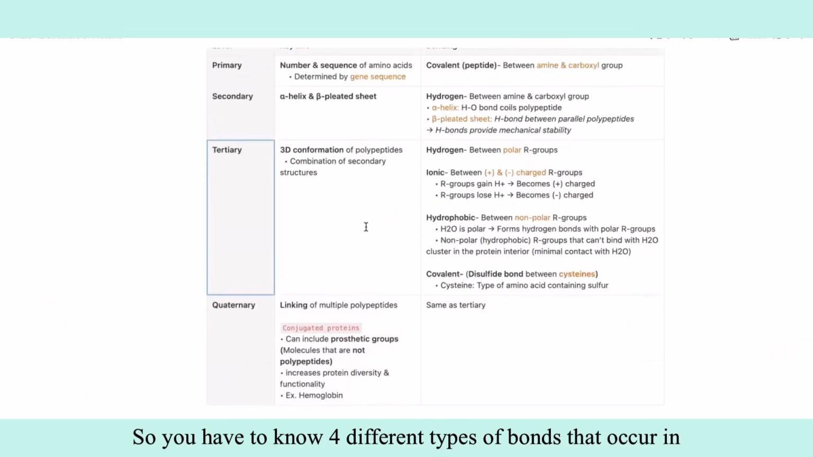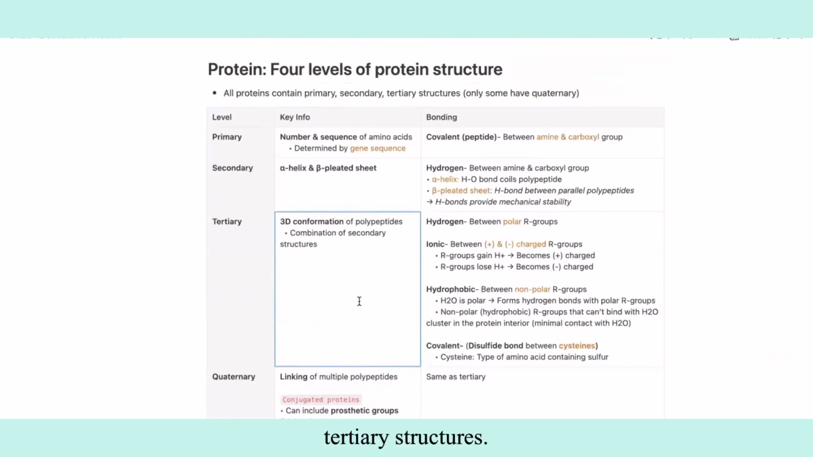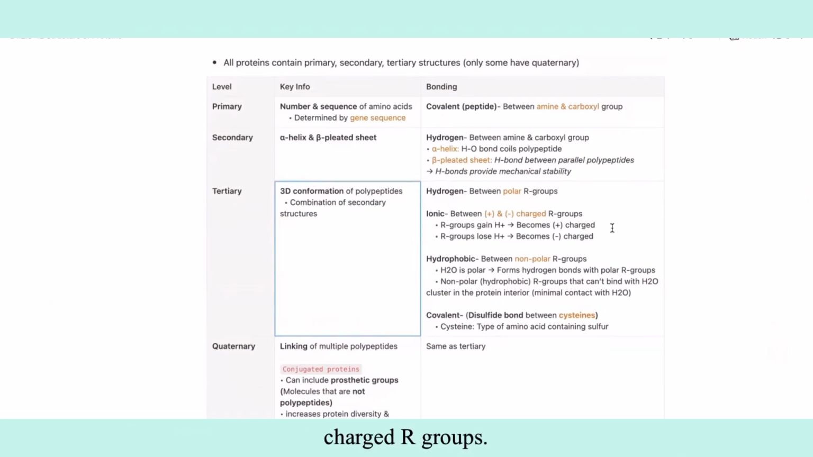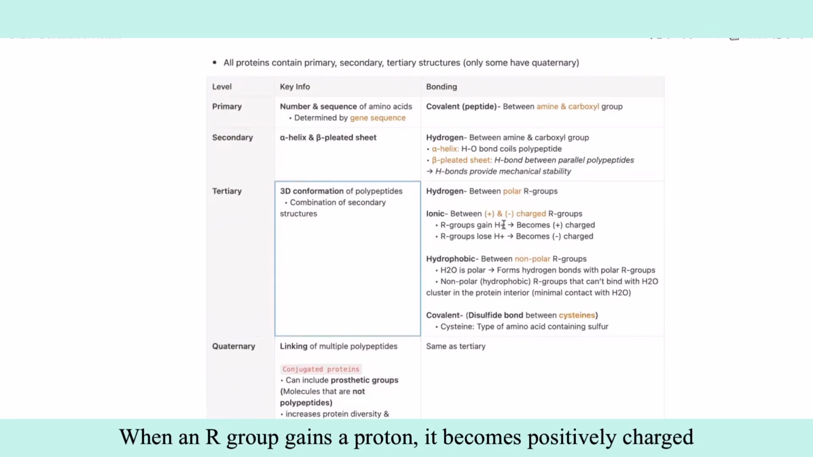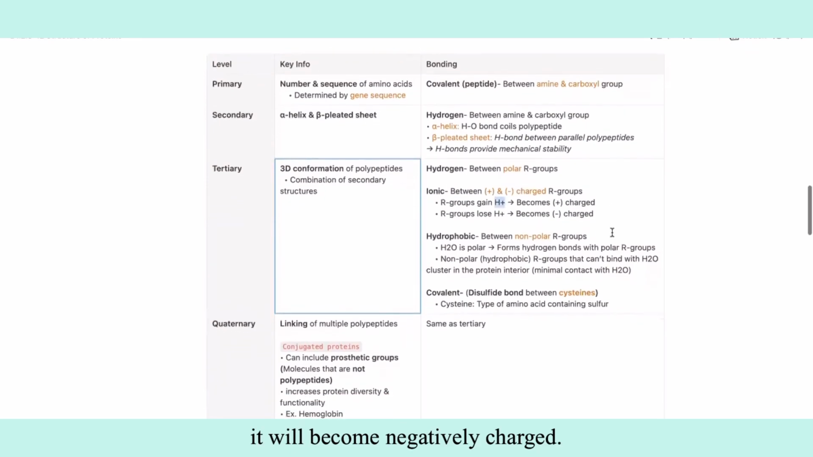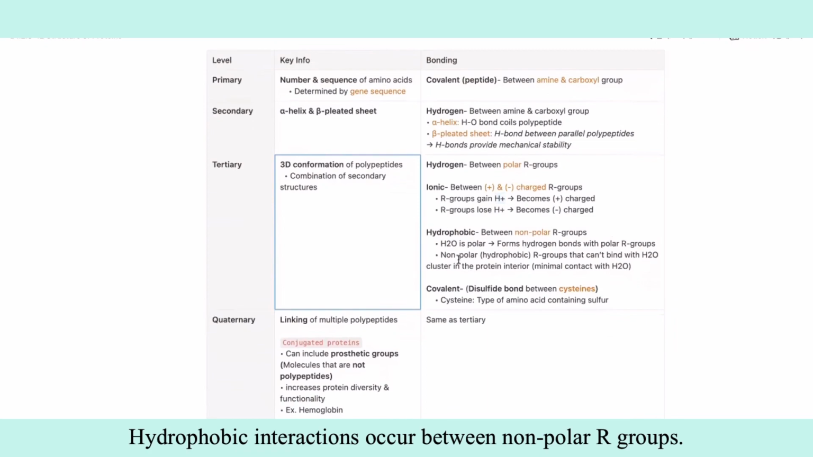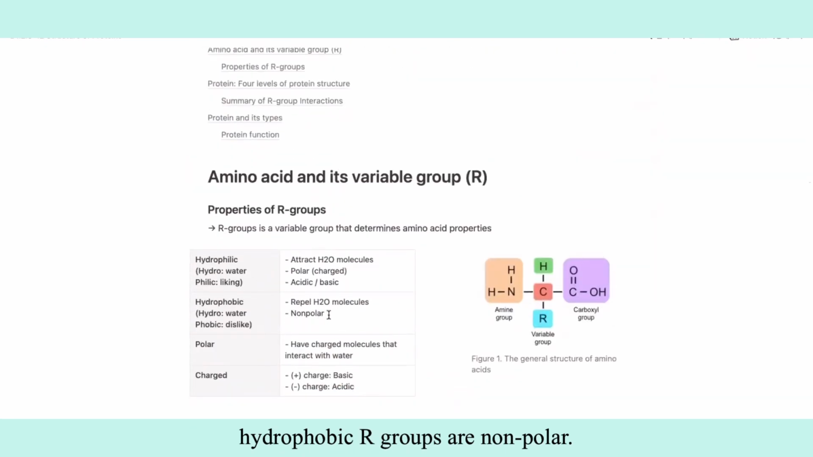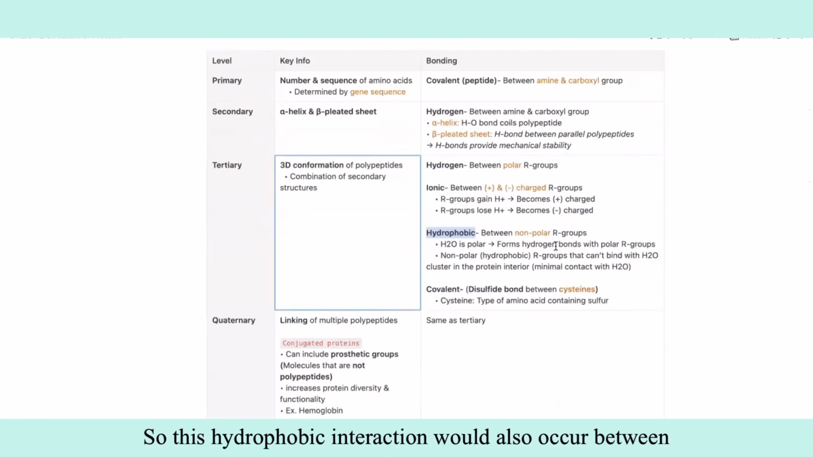So you have to know 4 different types of bonds that occur in tertiary structures: hydrogen, ionic, hydrophobic, and covalent. The first bond, hydrogen bond, occurs between polar R groups, and ionic bonds occur between charged R groups. When an R group gains a proton, it becomes positively charged, and if it loses a proton, it will become negatively charged. Hydrophobic interactions occur between nonpolar R groups. This is easy to remember because as we talked about here, hydrophobic R groups are nonpolar. So this hydrophobic interaction would also occur between nonpolar R groups.